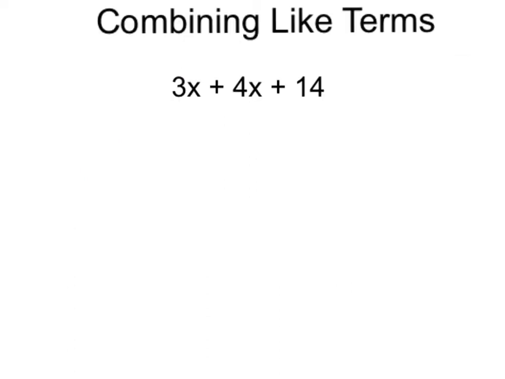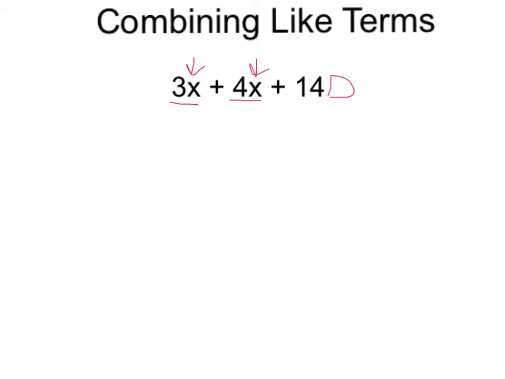Now let's talk about combining like terms. So if we look at this expression of 3x plus 4x plus 14, the things that are like terms are the things that have something in common. So for 3x and 4x, they're like terms because they both have an x. The 14 does not have a variable, so it is not a like term.